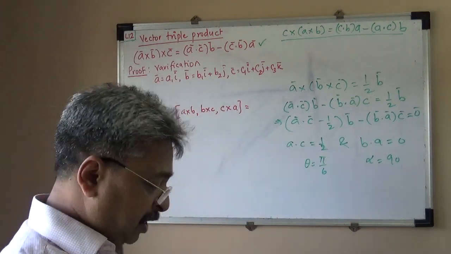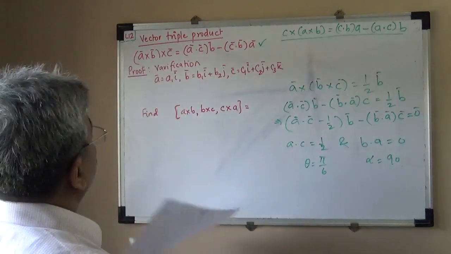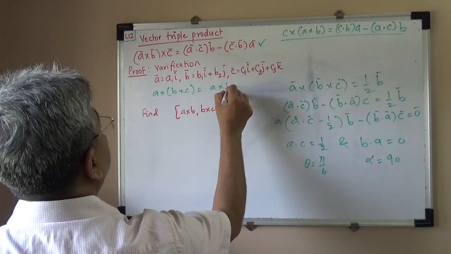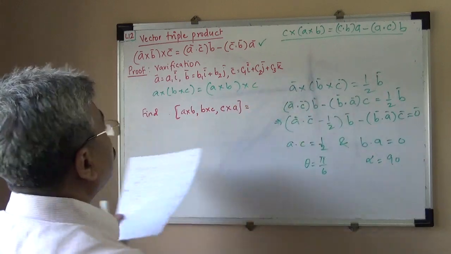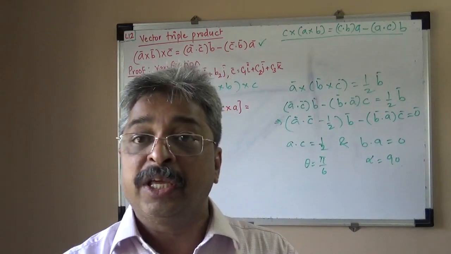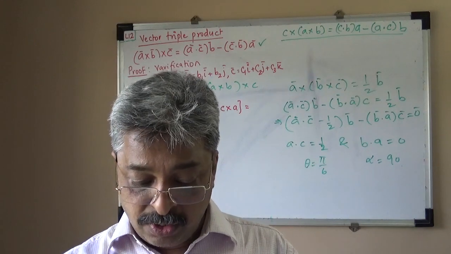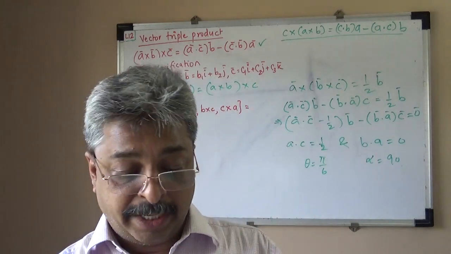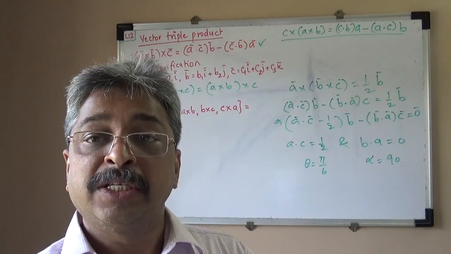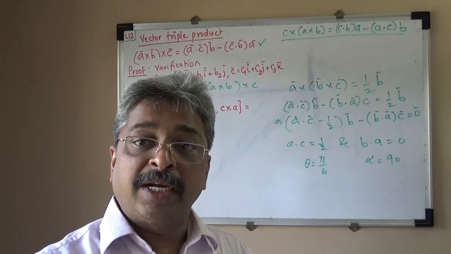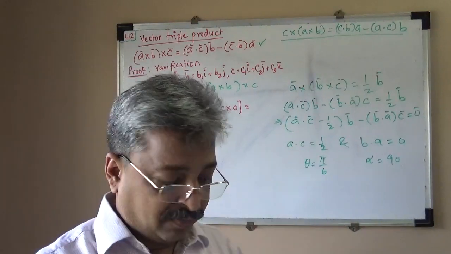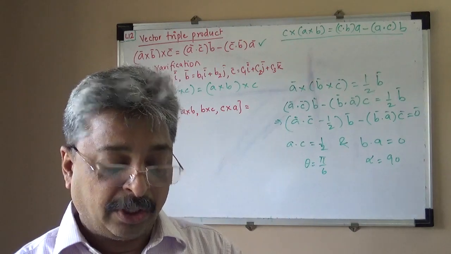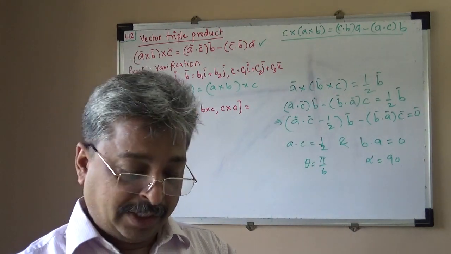Next problem that we give is, show that A cross B cross C is equal to A cross B cross C. This happens if and only if either B is 0 or C is collinear with A or B is perpendicular to both A and C. Okay, so this is also another easy problem. There are 3 conditions because of which you can achieve this. First is B is equal to 0, second is C is collinear with A, and third is B is perpendicular to both A and C. Again, this is simple.